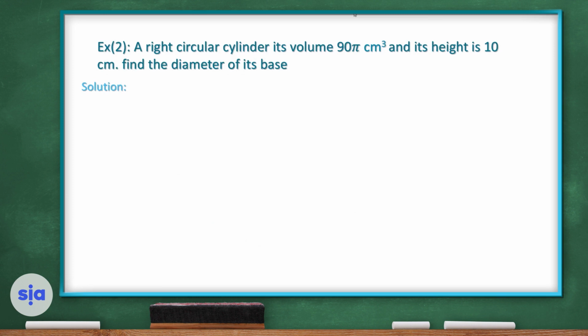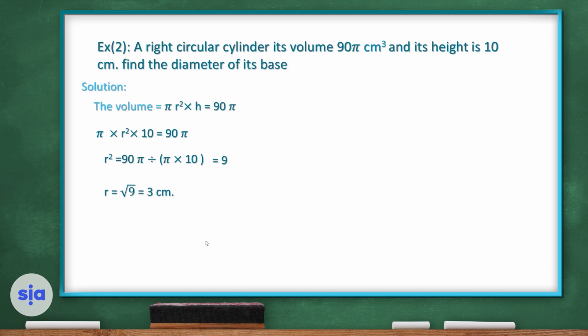Exercise number 2. A right circular cylinder, its volume is 90 pi and its height is 10. Find the diameter of the base. So it's asking me to find the diameter of the circle. If it's given that the volume is 90 pi, then pi r squared times h equals 90 pi. If we replace the h by 10, then pi r squared times 10 equals 90 pi. Then r squared equals 90 pi divided by pi times 10. Then r squared equals 9.